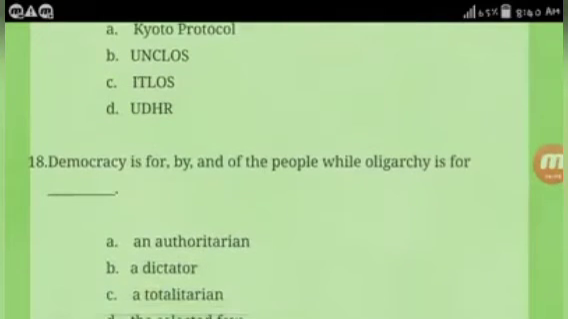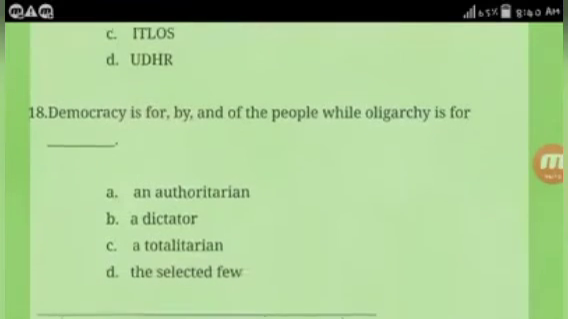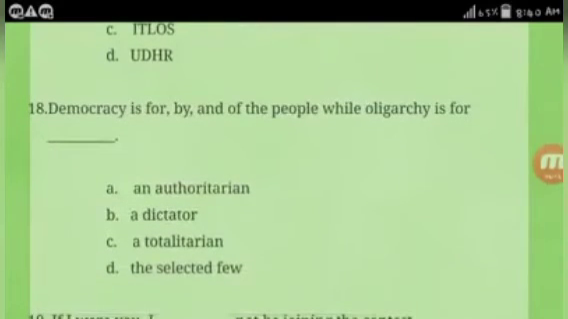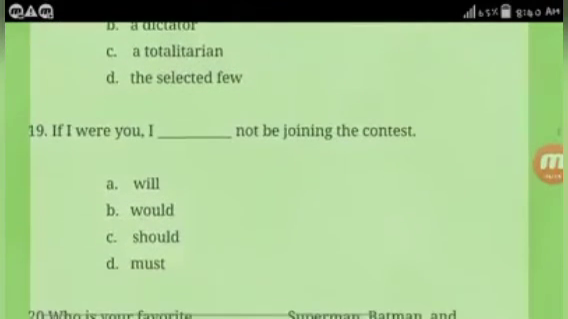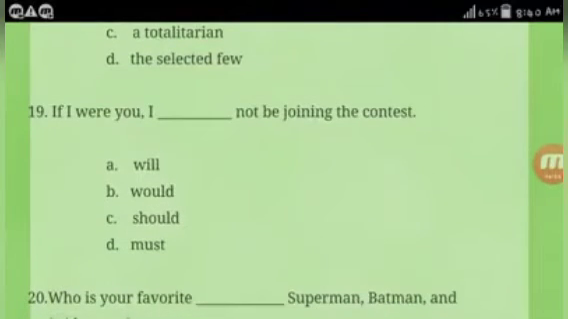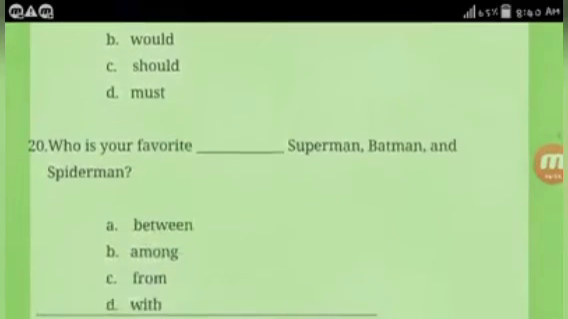Next, democracy is for, by, and of the people, while oligarchy is for the selected few. Only few people. Next one, 19. If I were you, I blank not be joining the contest. So here the answer is letter B, would. If I were, I would. Next, number 20.